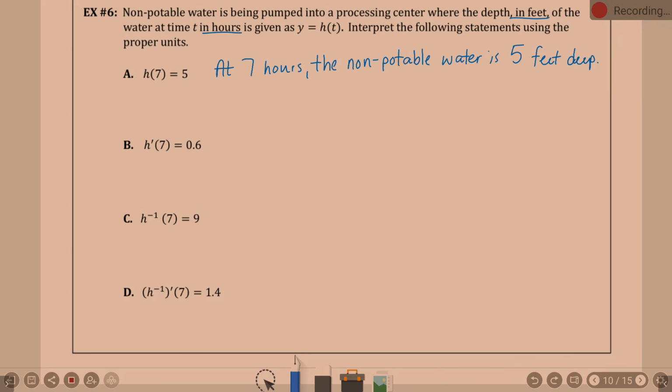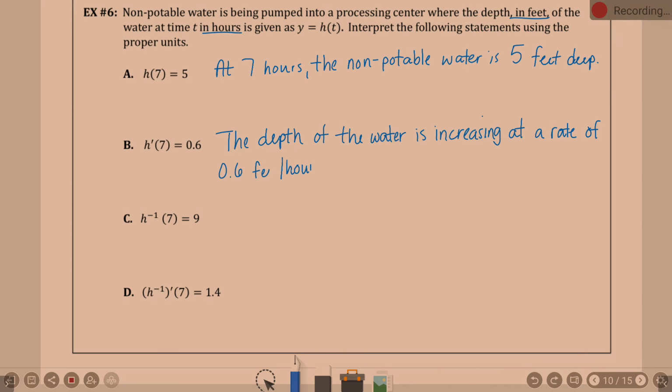The depth of the water is increasing at a rate of 6/10, what was it? Feet per hour at t equals 7 hours.